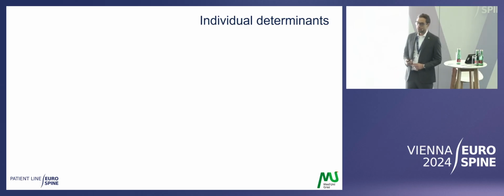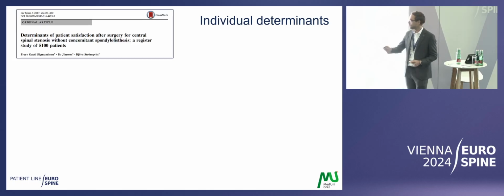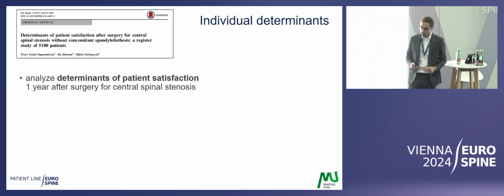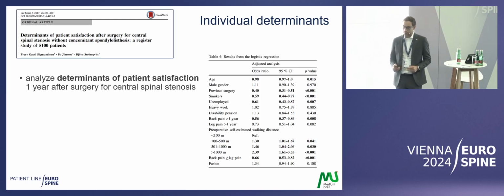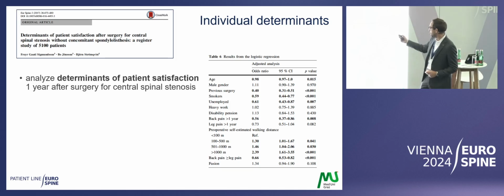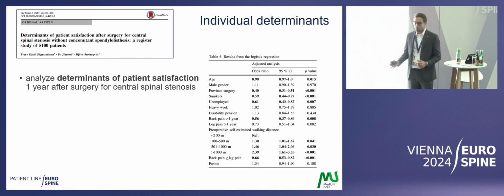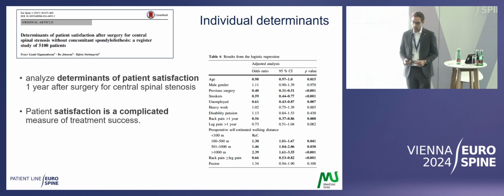There are a lot of individual determinants which can influence the satisfaction of the patients. I just took out one study looking at spinal stenosis and the outcome. They found a lot of different criteria like age, previous surgeries, smoking, and employment status, which are individual characteristics that influence the outcome of our patients. So we don't really have an influence on that, but we have to consider it when we talk with our patients before surgery.